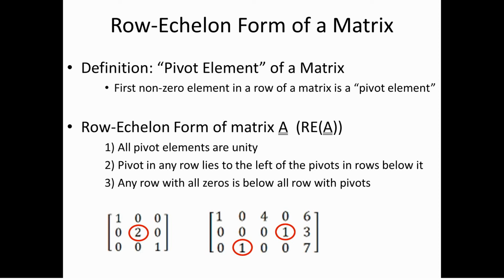And last, we have to satisfy this condition that any row that consists completely of zeros always has to be below any row that has a pivot in it. So if you look at this example, you can see the second row consists entirely of zeros, but it's above rows that have pivots, i.e. rows 3 and 4. Therefore, that is also not in row echelon form.